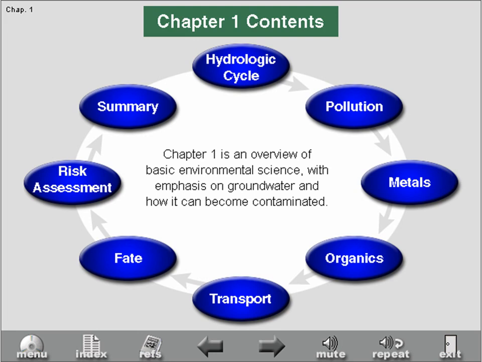The story follows the progression of the ovals in a clockwise direction. Move the mouse over an oval for more explanation of each topic, or click on an oval to advance to that topic. To continue Chapter 1, click on the right arrow in the toolbar below.